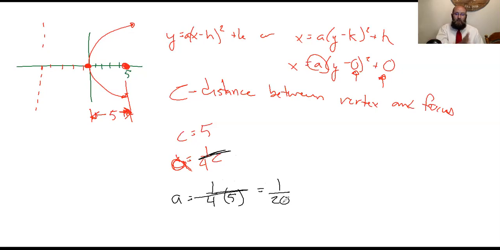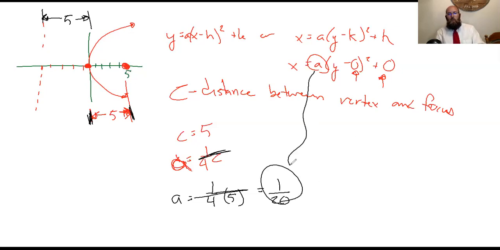That can be kind of helpful. Again, that just came from knowing the distance between my focus and my vertex. I would be doing the same thing if it was the distance from my directrix to my vertex. So that was still a unit of 5, right? They're both the same. Cool. So now that I have a, I can substitute that in up here. So x equals 1 over 20 times y squared. Again, right here, pointing this out, it is an x equals y squared situation because it opens left or right.